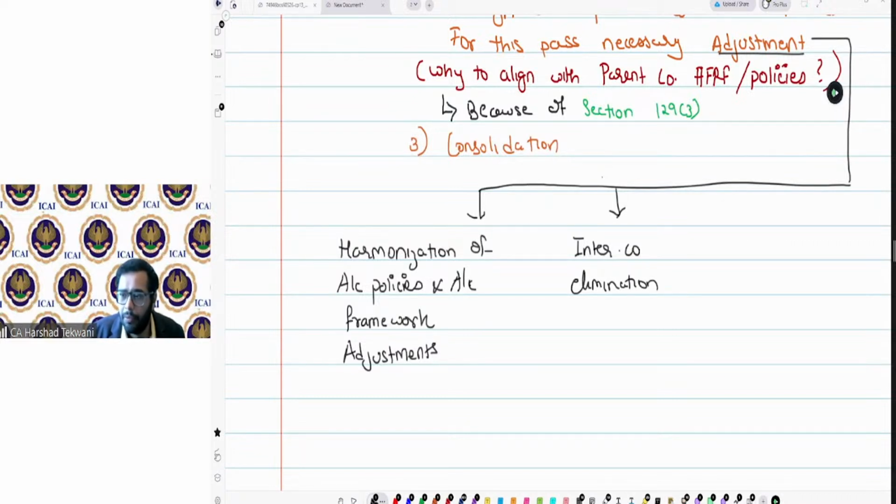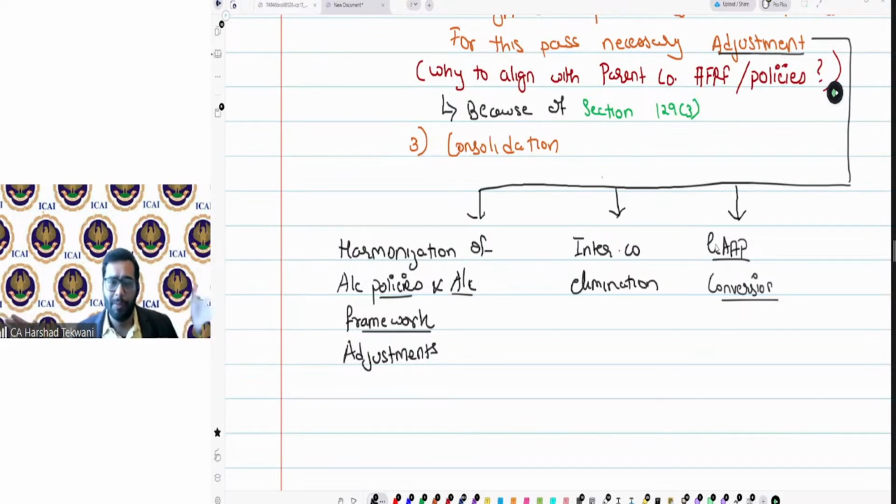Okay. Third, it can be adjustment related to GAAP conversion. So I am talking about here the policies and the accounting framework. Here I am talking GAAP conversion. Let's say, for example, some companies are using cash basis, not accrual basis, or some companies have different accounting policies, so I'm converting that into the parent one. Some companies are following IFRS or some are following AS. So from AS to Ind AS, the GAAP conversion will be here.